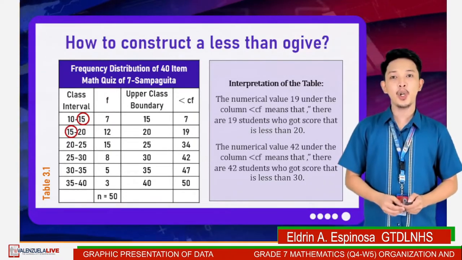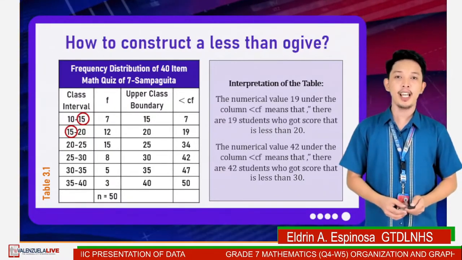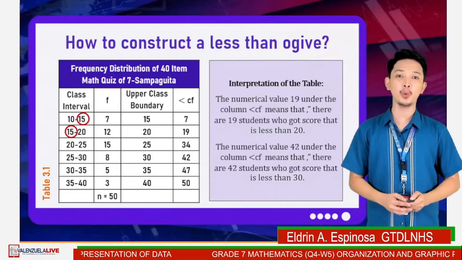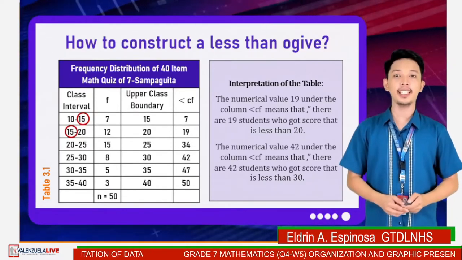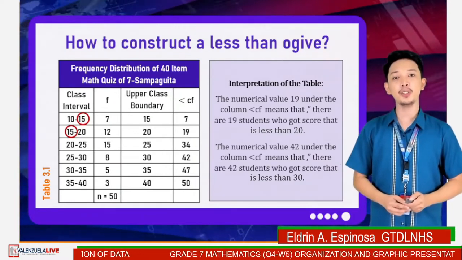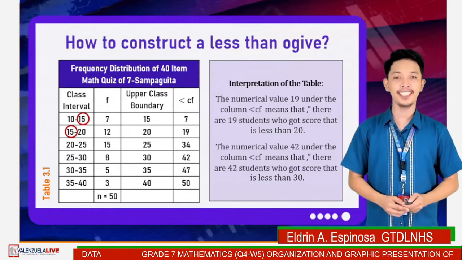To interpret the table, the numerical value 19 under the column less than cumulative frequency means that there are 19 students who got score that is less than 20. The numerical value 42 under the column less than cumulative frequency means that there are 42 students who get score that is less than 30.